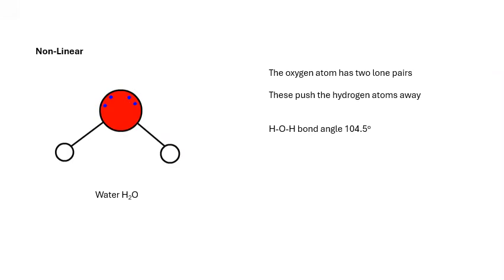The next one, non-linear, and this is another molecule that we know very, very well, H2O. So this is a water molecule. Now, the oxygen atom has got two lone pairs, hasn't it? Because two of its electrons are involved in these covalent bonds. So it's got two lone pairs. And what those lone pairs do is they push the hydrogen atoms away.